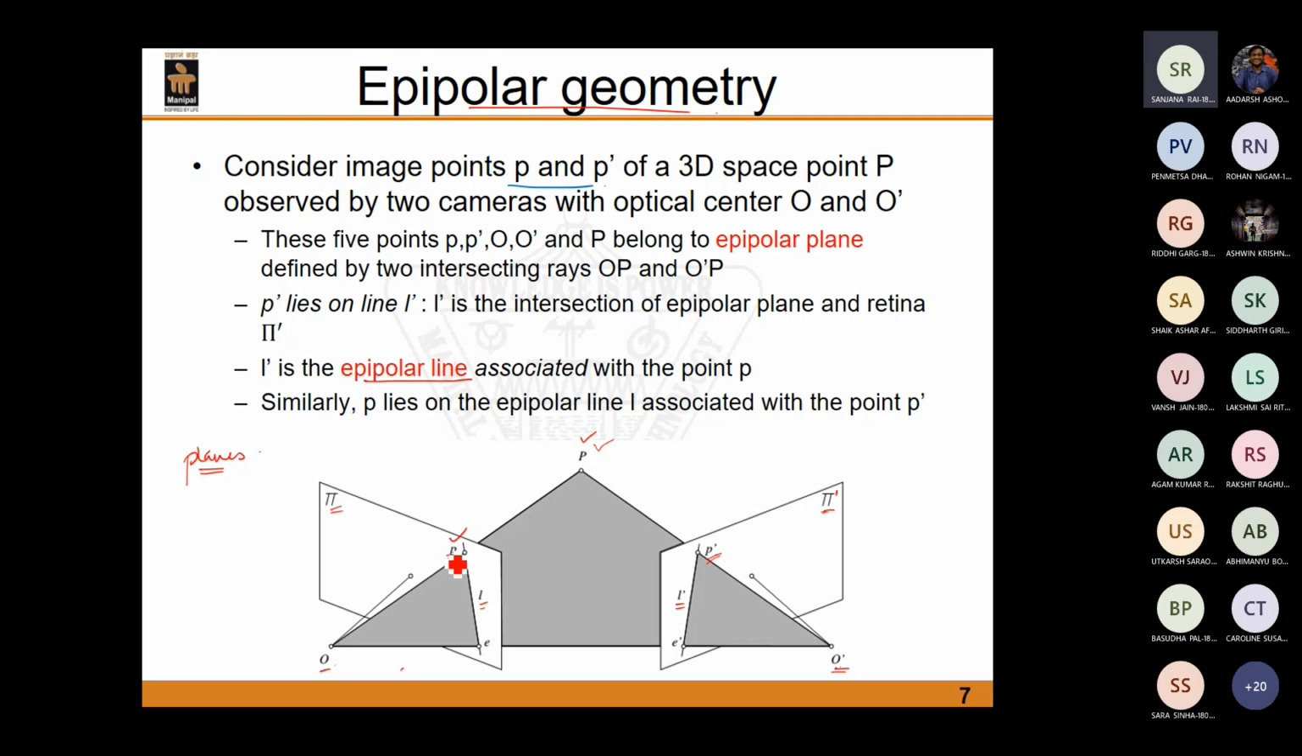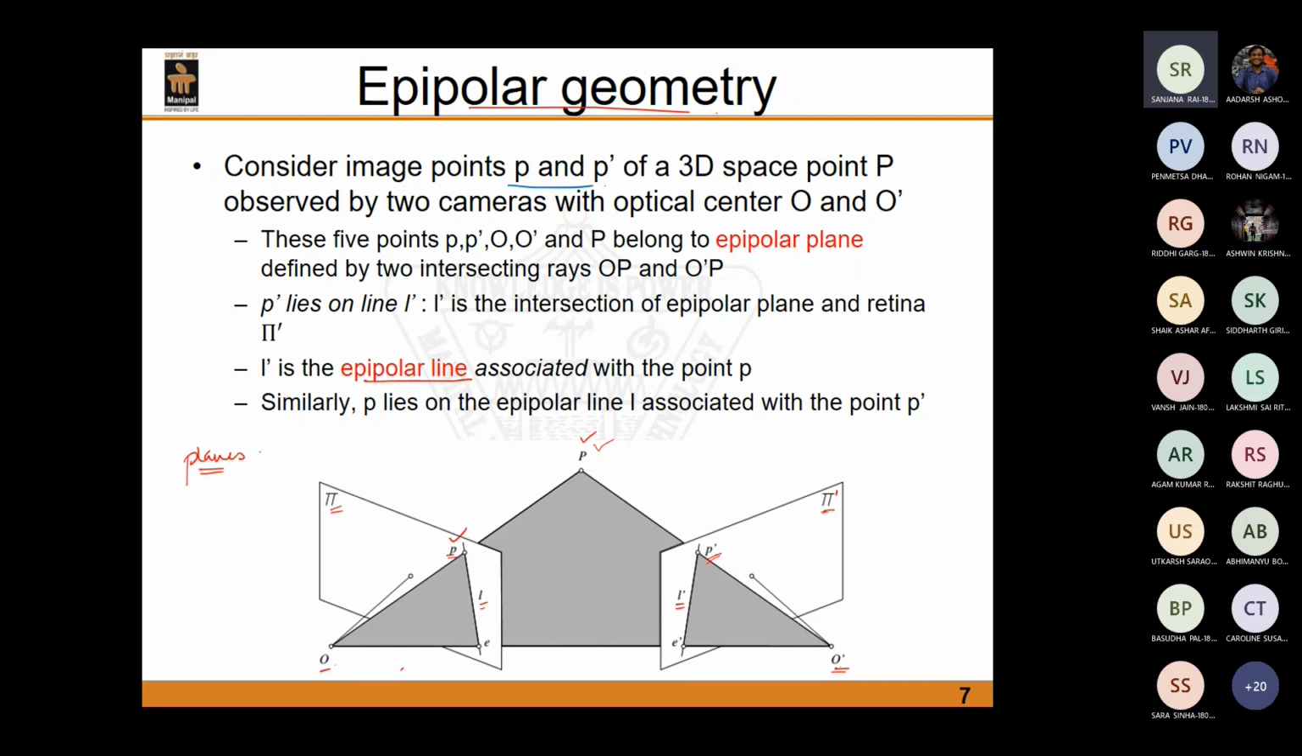That is, if I am given the image point in one image plane and the 3D point P, then I can say that the corresponding point in the image plane pi dash, which is p dash, will lie on the epipolar line L dash. And as I said earlier, if we know the epipolar plane and the image planes, we can easily find these lines.